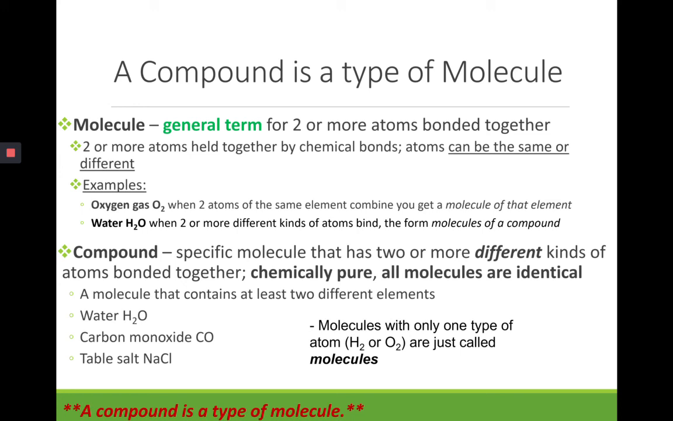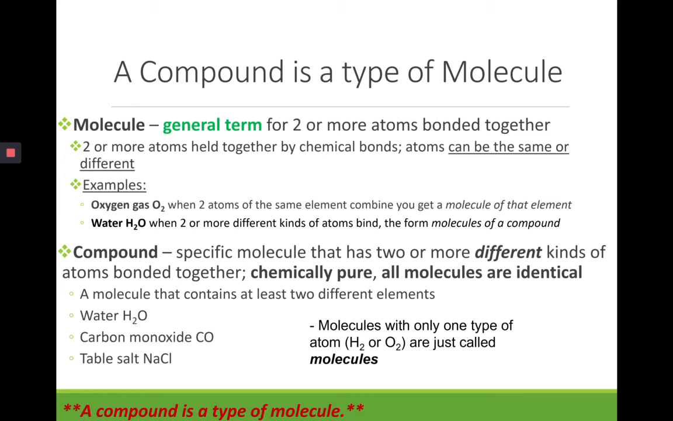So anytime you have 2 or more atoms, whether they're same or different, combined chemically, that's going to be a molecule. But you can only call something a compound if you have 2 or more different kinds of atoms bonded together. So for example, water is a compound, but oxygen gas is not. Carbon monoxide is a compound, but 2 hydrogen atoms together would not be. And table salt is a compound. But if you just had a bunch of carbon bound together, that would not be a compound.